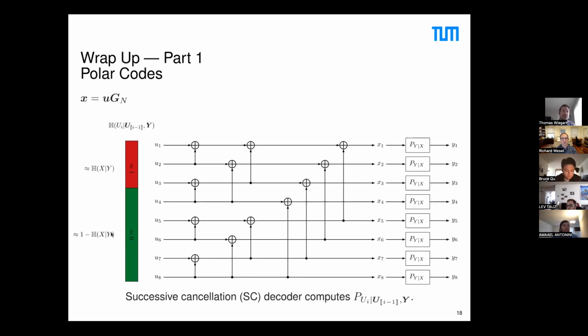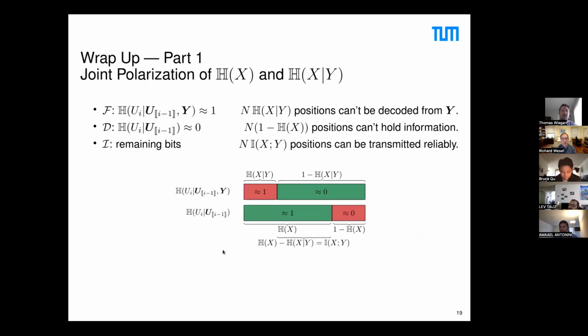And the fraction of bits that is bad is the entropy of X given Y. So actually the fraction of bits that is good is 1 minus this entropy. So in a binary symmetric channel, that's the capacity, and polar codes are capacity achieving. Okay, that's part 1 of the wrap up about just classical polar codes.